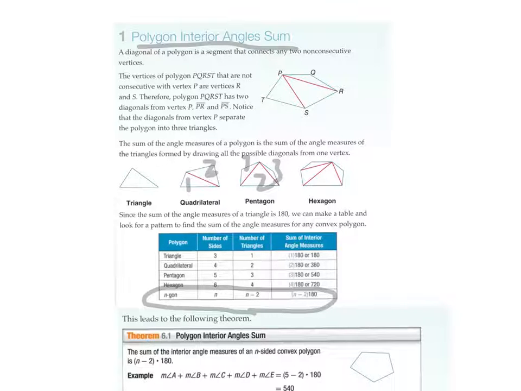So if you count how many triangles are within a particular polygon, at some point you're going to be multiplying it by 180. If you follow the pattern here, you will see that the number of sides, which is n, subtract 2. So for instance, the quadrilateral is a 4-sided shape. If you subtract 2, that means you're going to get 2 triangles. 2 triangles multiplied by 180 is 360. You know every quadrilateral must have 360 degrees.